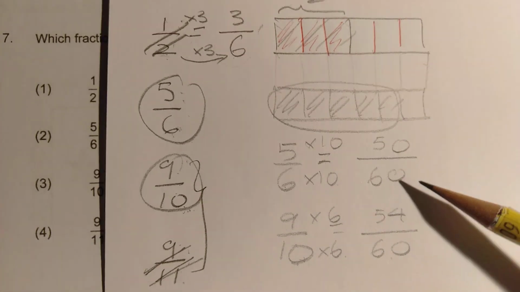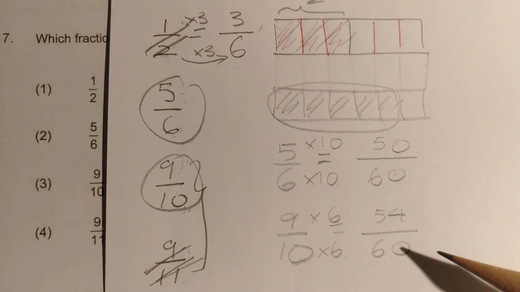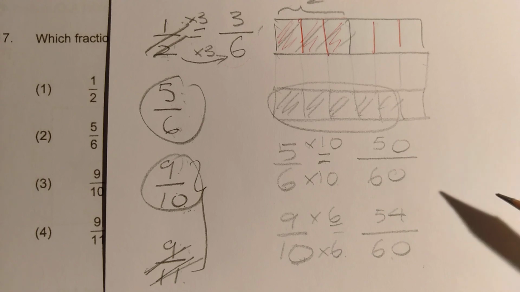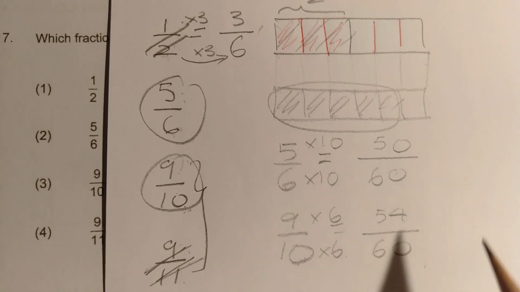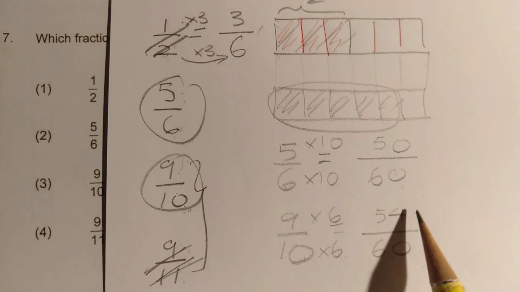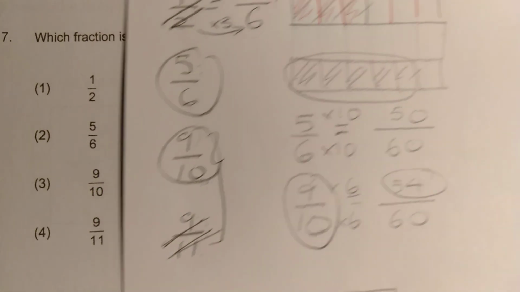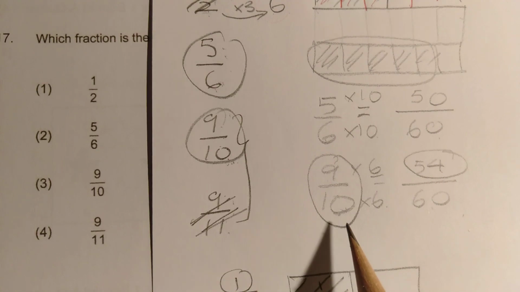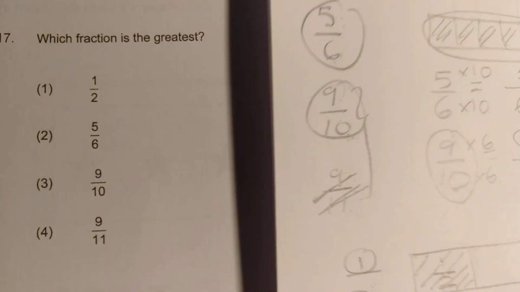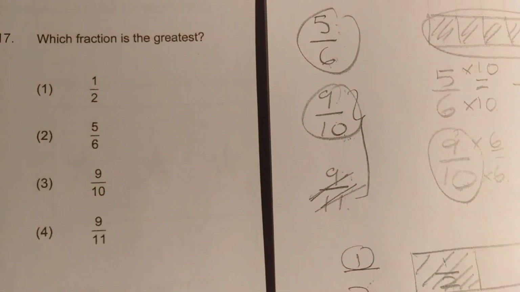Now if the denominator is the same, then the size of the numerator will tell me which is the larger fraction. Now that with the same denominator here, clearly this is the larger fraction. So the answer for this is 9/10. 9/10 is the greatest fraction in this question.